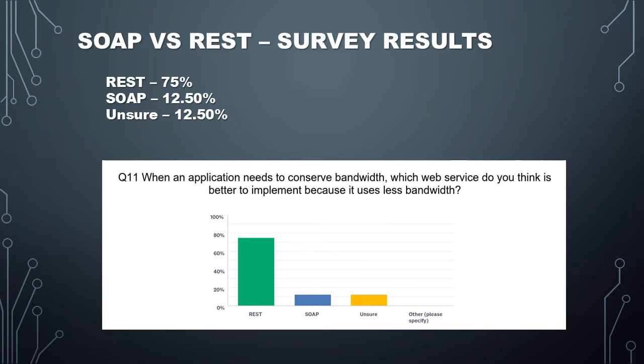When an application needs to conserve bandwidth, which web service do you think is better to implement because it uses less bandwidth? And the majority chose REST, which would be a correct answer. Maybe the people that choose SOAP are just more comfortable with SOAP, and they don't view REST as a viable alternative. Maybe because they don't know about REST enough to even try it out.